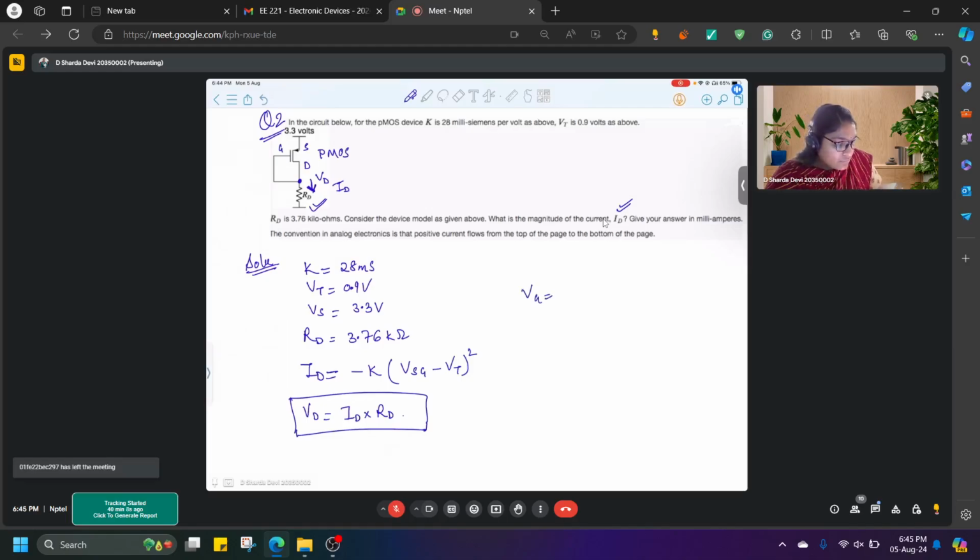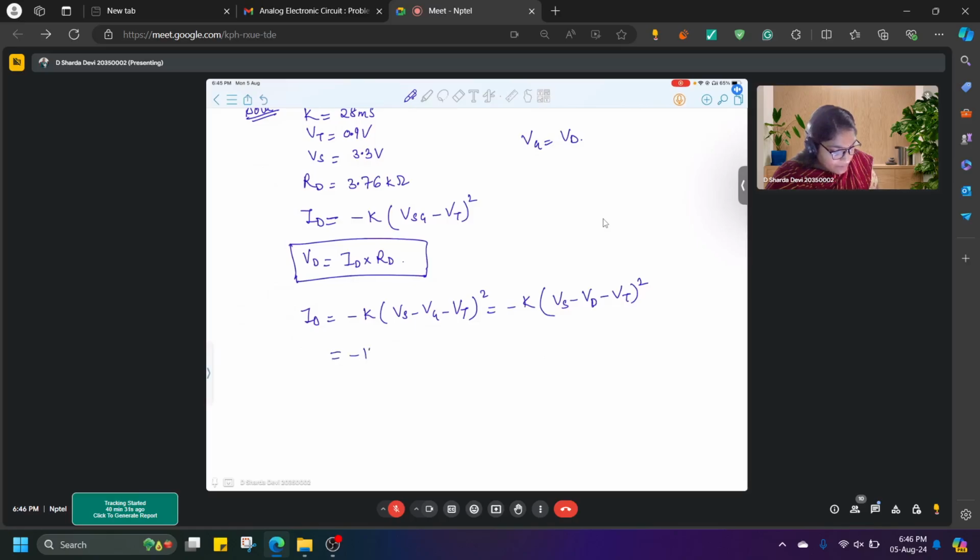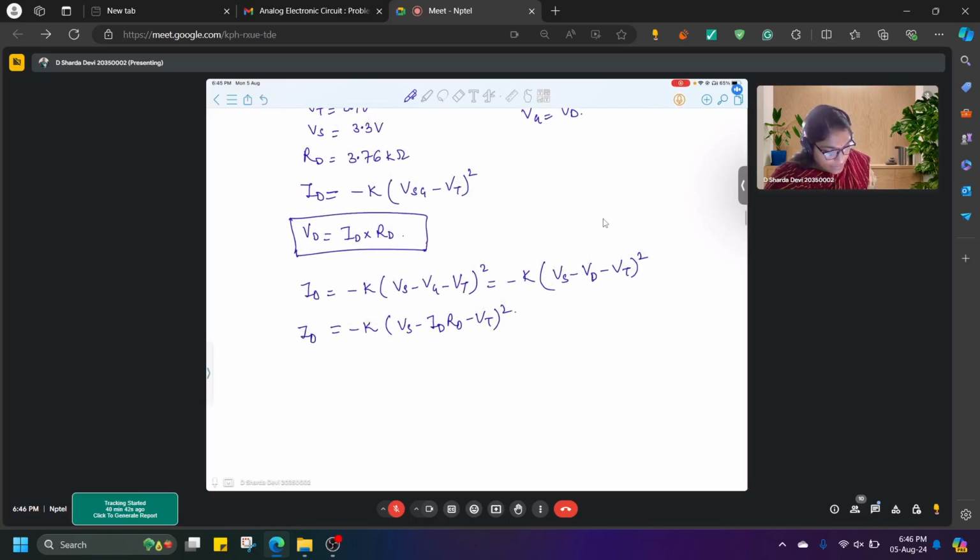Now we know VG equals VD. So ID is K times (Vx minus VG minus Vt) whole square, that is K times (Vx minus VD minus Vt) whole square. That means it will be K times (Vx minus ID RD minus Vt) whole square equal to ID.